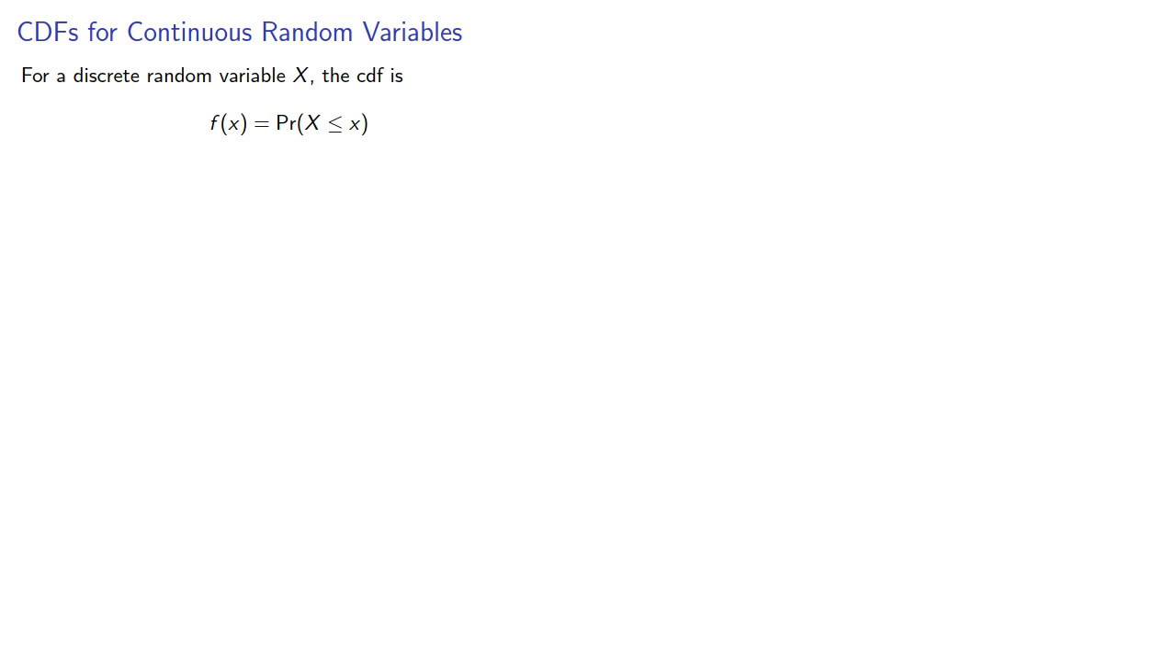For a discrete random variable x, the cumulative distribution function is the probability that our random variable is less than or equal to our argument, which we can compute by summing the probabilities that our random variable is equal to xi for all xi less than x.